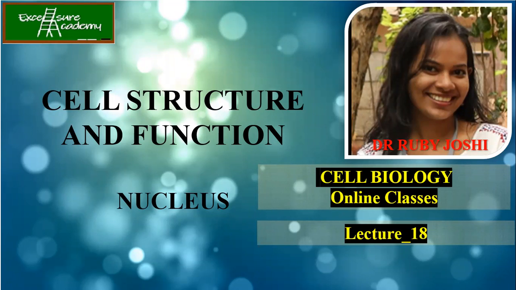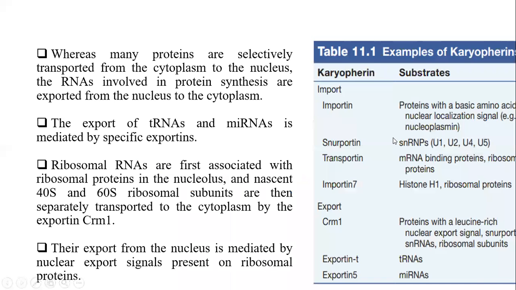So yesterday we saw how, with the help of proteins like importin and exportin, protein molecules are exported and imported between the cytoplasm and nucleoplasm, right? Now in today's lecture, we'll see how transport of RNAs happens from the nucleoplasm to the cytoplasm. There are many proteins which are selectively transported from the cytoplasm to the nucleus. The RNAs involved in protein synthesis are also exported from the nucleus to the cytoplasm.